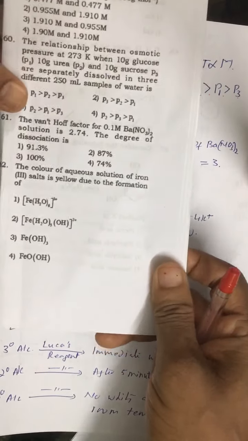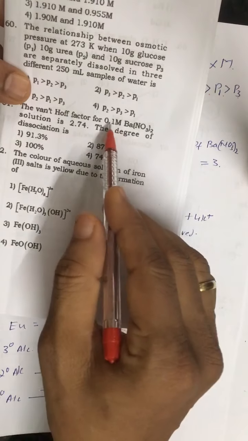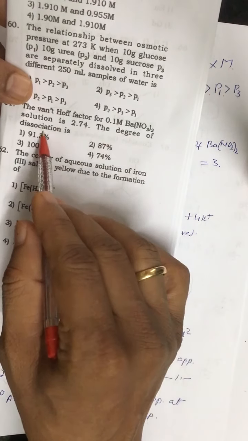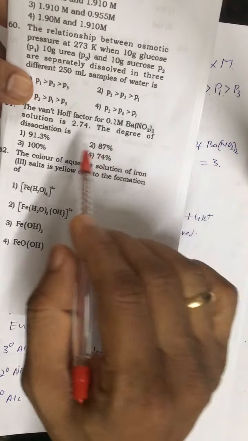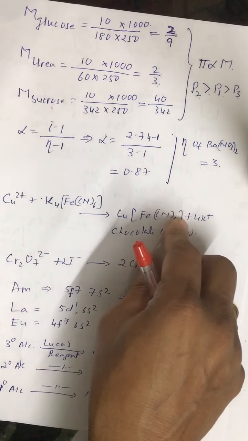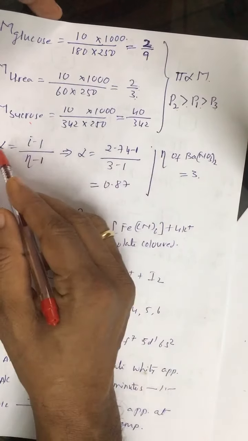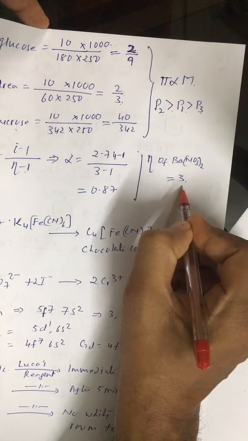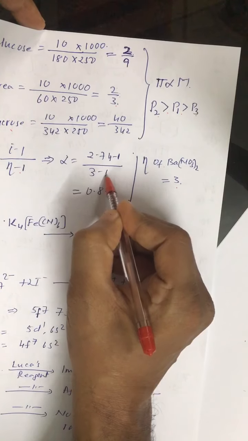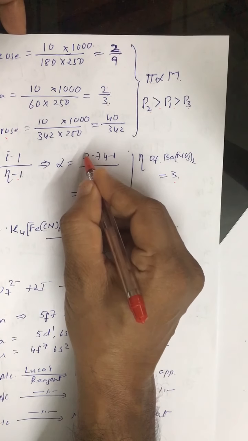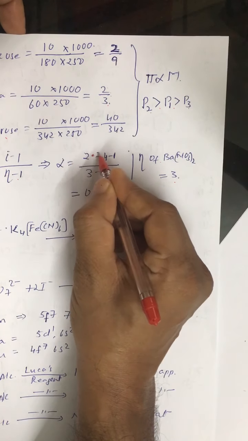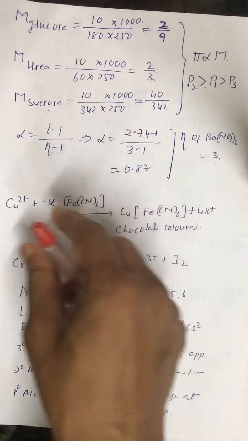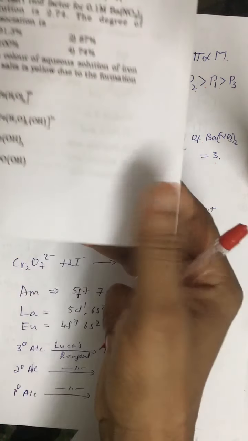Look at question number 61. The Van 't Hoff factor for 0.1 molar barium nitrate solution is given. Degree of dissociation we have to find out. Again, this is a very simple question. See, alpha equal to i minus 1 upon n minus 1. n for barium nitrate is 3, so it is 3 minus 1. And i is mentioned, 2.74 minus 1. So just calculate it. 0.87 is the degree of dissociation, or 87%. Second option.